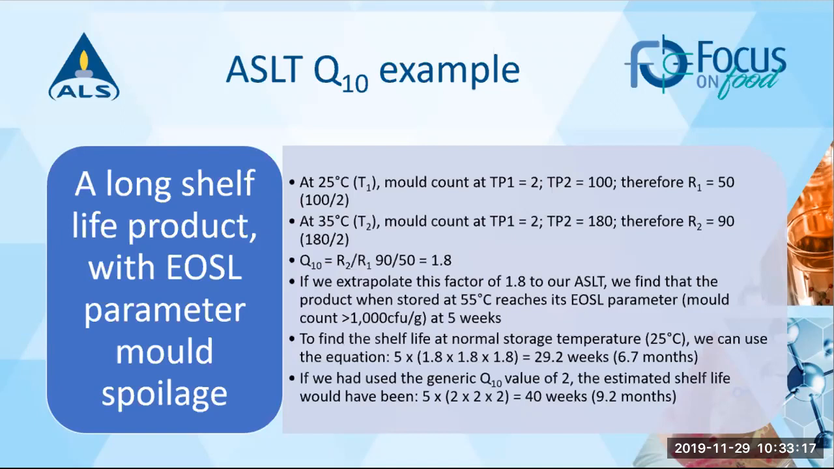So we find that at a storage temperature of 55 degrees C, the product reaches 1000 CFUs per gram of mold in exactly 5 weeks. So to determine the shelf life at normal storage temperatures of 25 degrees C, we multiply the 5 weeks by 3 times the Q10 factor. So that's 1.8 times 1.8 times 1.8, giving us an estimated shelf life for the product of 29.2 weeks or 6.7 months.